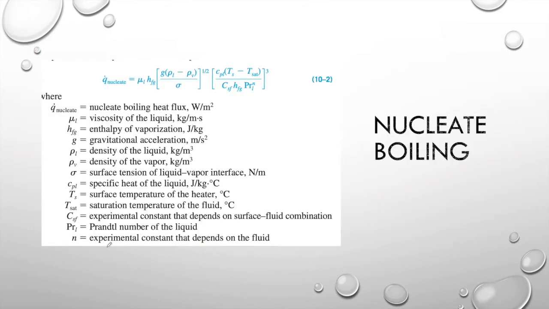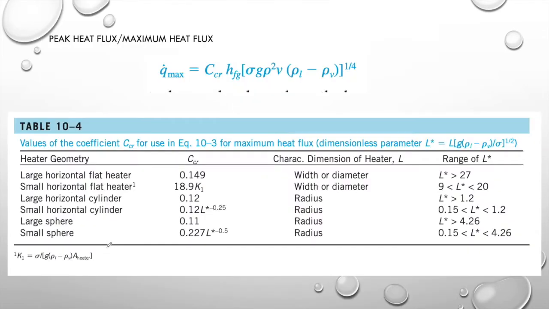So the maximum heat flux equation is this one. Q dot maximum is equal to C_CR h_fg times the surface tension sigma times g rho_v squared times rho_l minus rho_v, all to the power of 1/4. So now what we have to do, the first one, we have to determine the C_CR value.